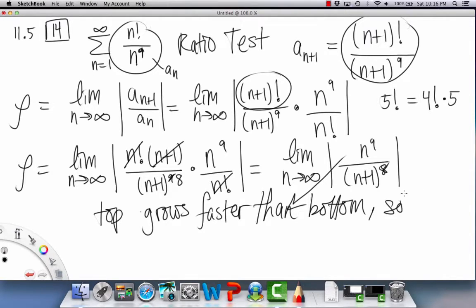So the limit goes to infinity. If you think of it on the other hand, let's say these were flipped, then you would have the bottom growing faster, right? And that means the limit would converge to 0. But in this case, it diverges to infinity. So our rho equals infinity, which is obviously greater than 1.